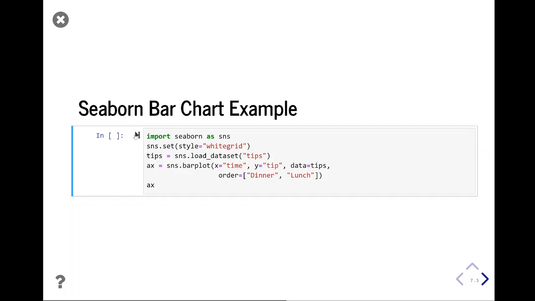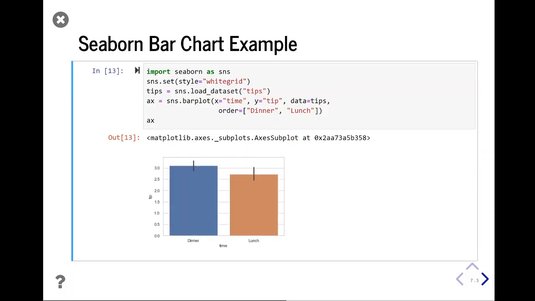In this case, instead of just using some randomized data, we're going to use a predefined set of information that comes with Seaborn. Seaborn comes with a lot of data sets that allow you to play with it. In this case, I'm going to use tips, and we're just going to look at our bar plots over 2 discrete times, dinner and lunch, and then the average tip that the person receives for that time.